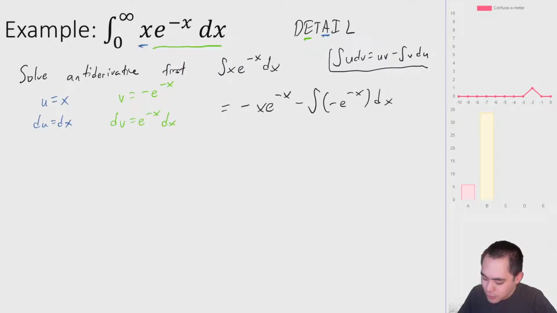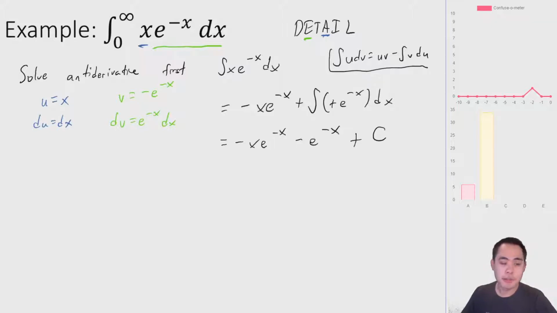It turns out that both of these minus signs are going to cancel out. So this is going to be equal to minus x e to the minus x minus e to the minus x, because that's the integral of that, plus some constant. And we can plug this back in.